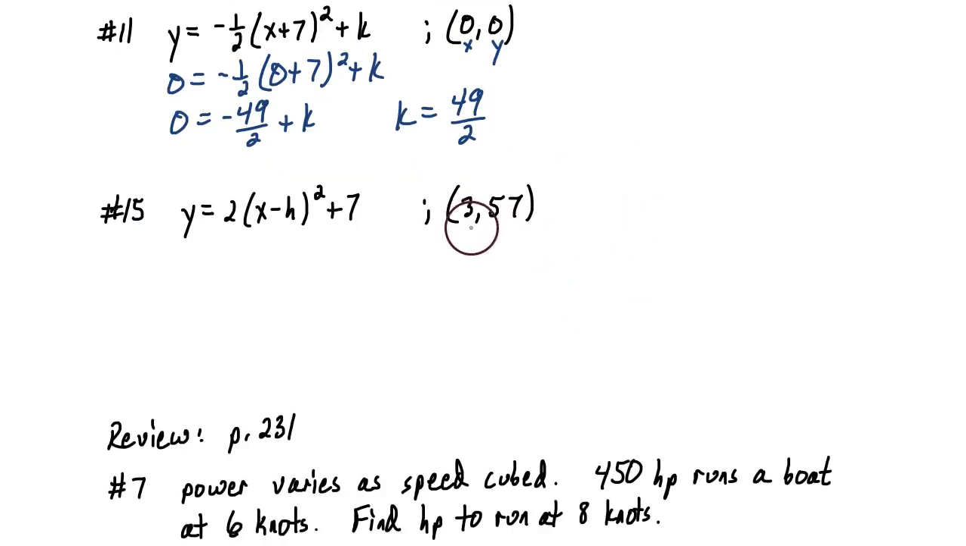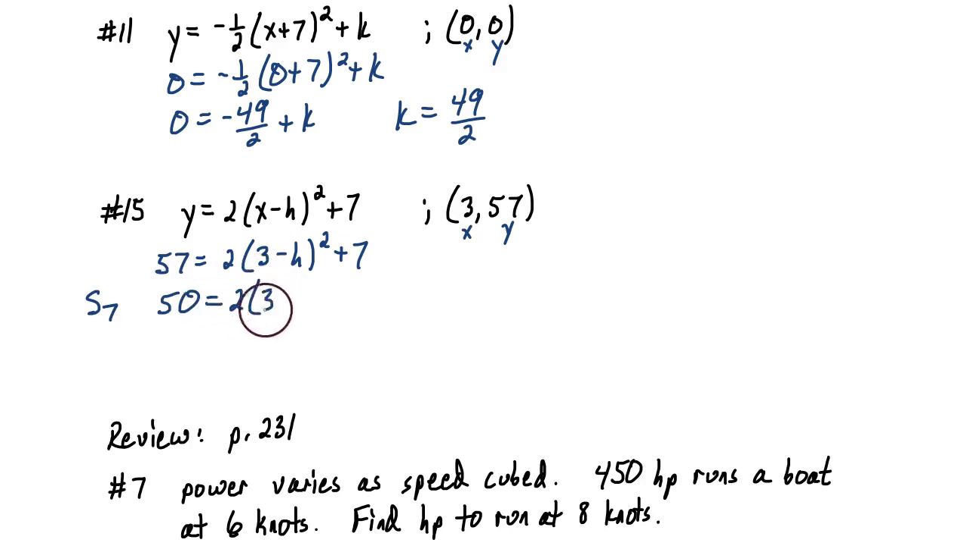Number 15, same idea. Let's fill in 3 for x and 57 for y. This time our equation has the letter h in it, not the letter k. Let's solve this step by step until we get h alone. First, subtract the 7 from both sides. We have 50 equals 2 times 3 minus h squared. Now divide by the 2. We have 25 equals 3 minus h squared.